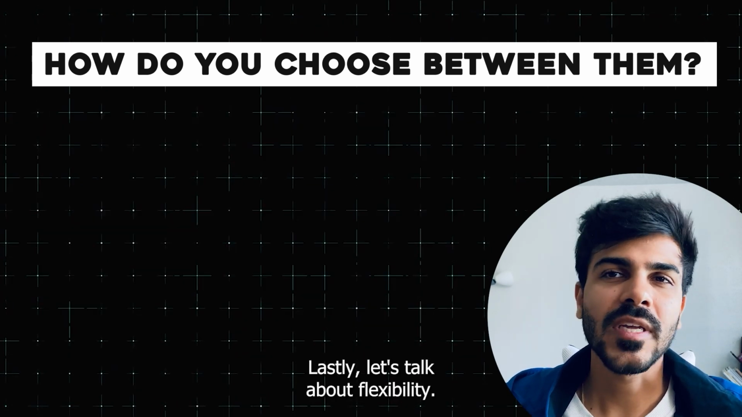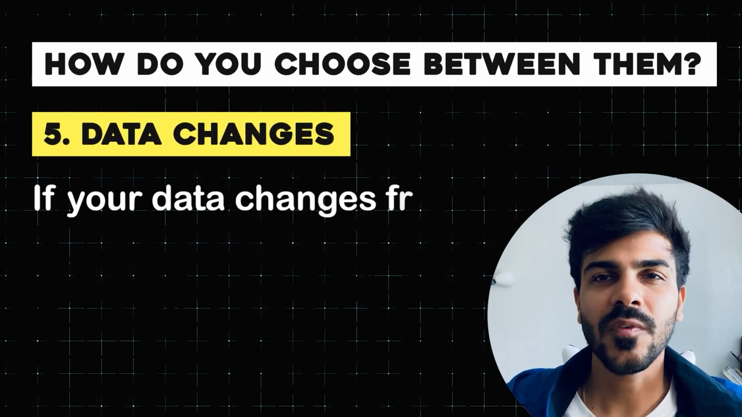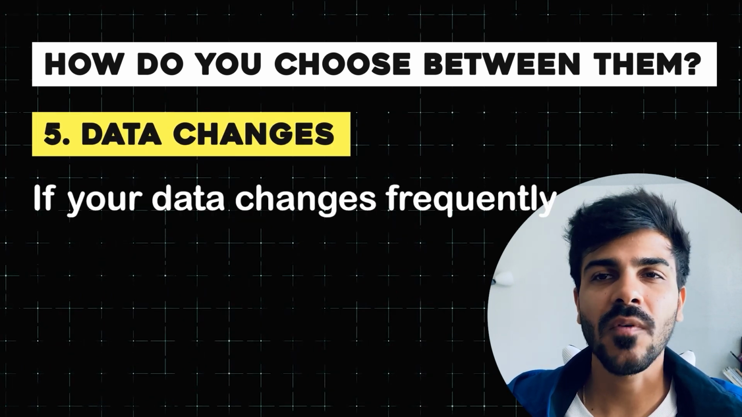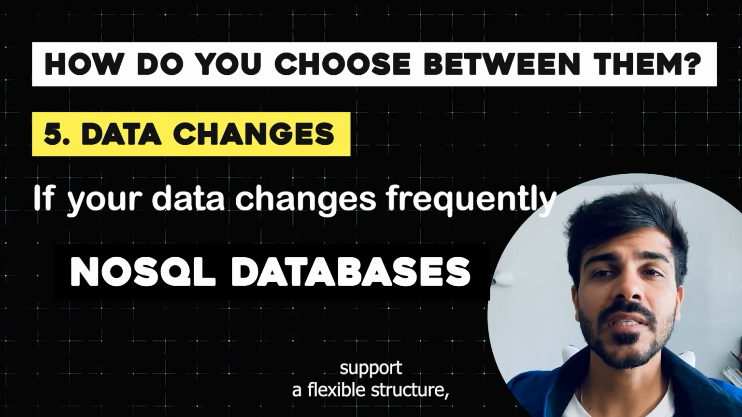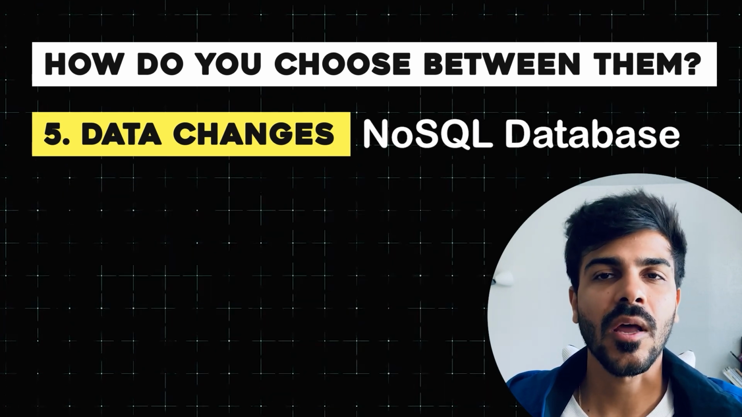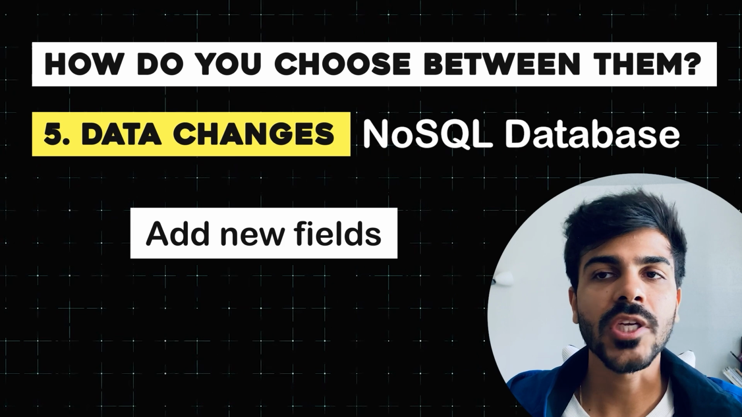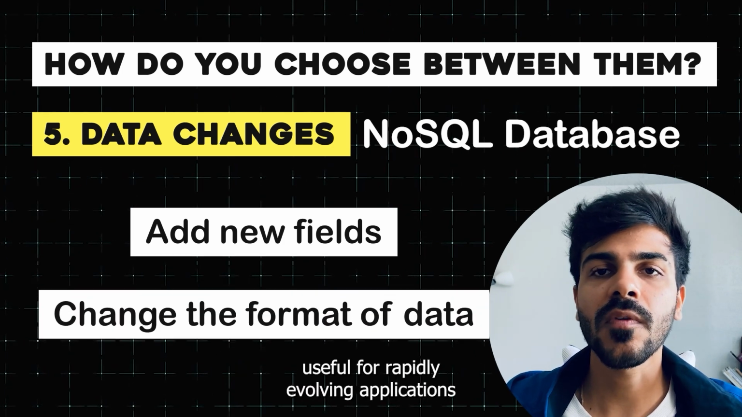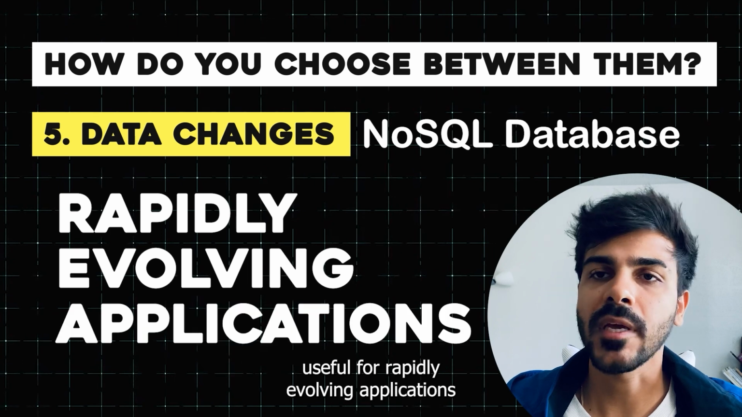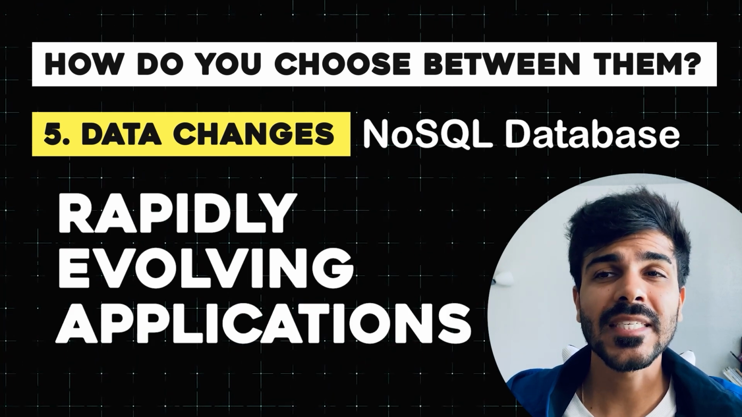Lastly, let's talk about flexibility. If your data changes frequently or is likely to evolve over time, go for a NoSQL database. NoSQL databases support a flexible structure, allowing you to add new fields, change the format of your data without much hassle. This is particularly useful for rapidly evolving applications where the data model isn't set in stone.